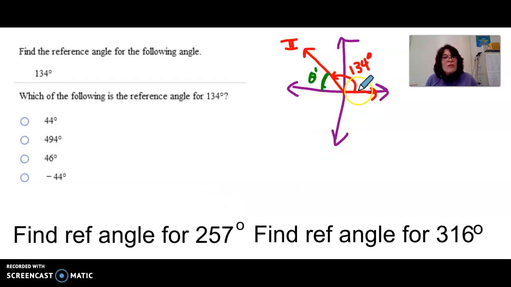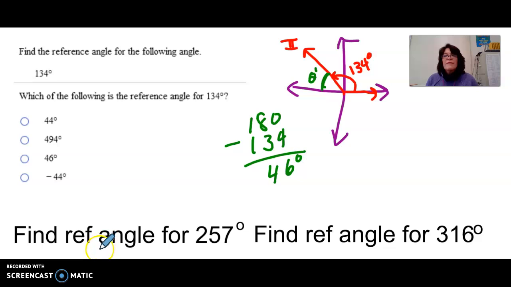Okay? So let's see, I went 134. I basically want to see how much more to get to 180. Here's a multiple choice answer I found. I think I pulled this off an SAT test. 180 minus 134 is 46 degrees, correct?